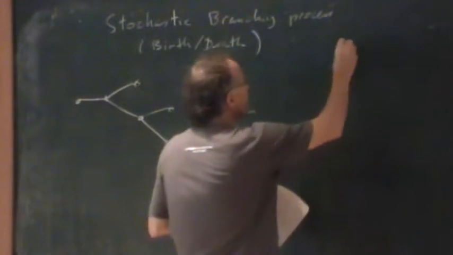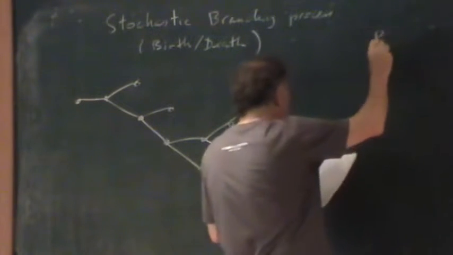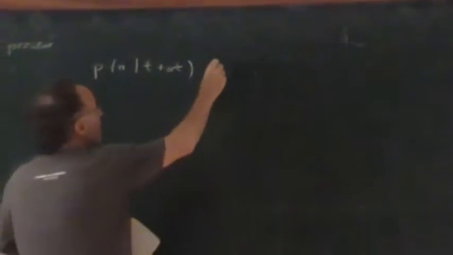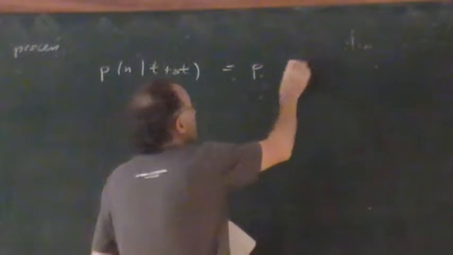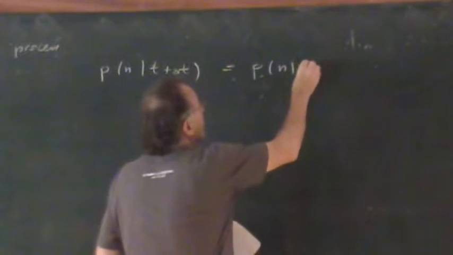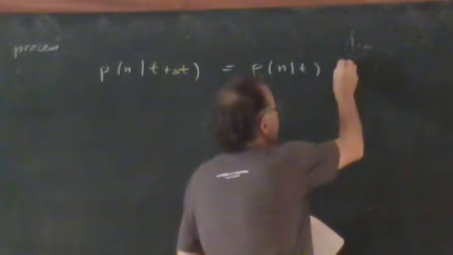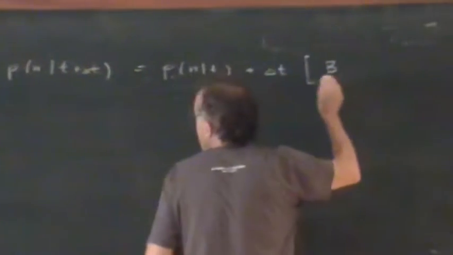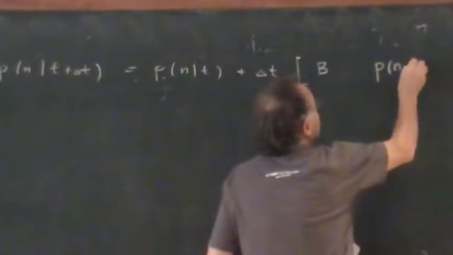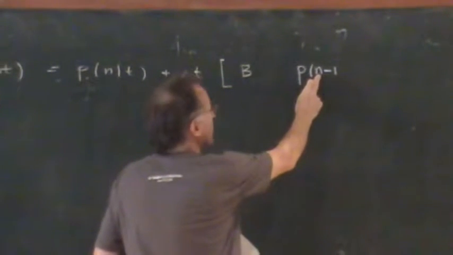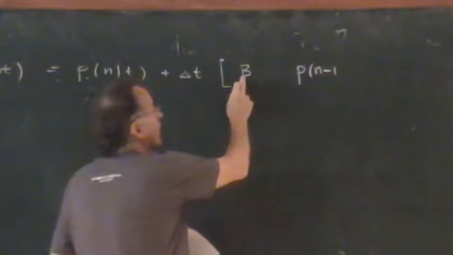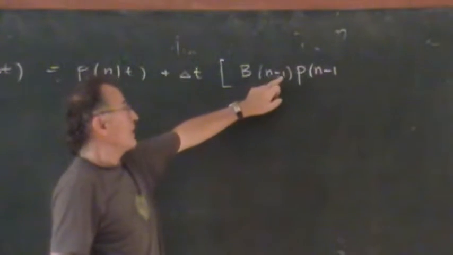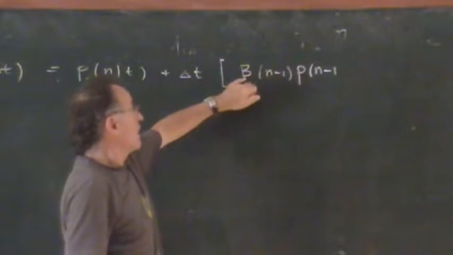So let's try to calculate the probability of having n offspring at time t plus delta t, where delta t is a small time. If delta t is small, with high probability nothing has changed at all. And then there's a probability proportional to delta t that one of the n minus 1 copies present in the population has given birth with a rate b. Sorry, I should have said, one of n minus 1 individuals gave birth with this rate.